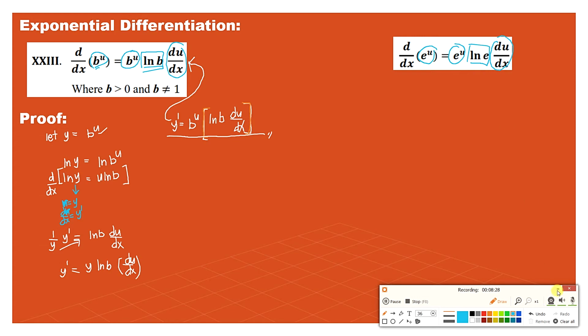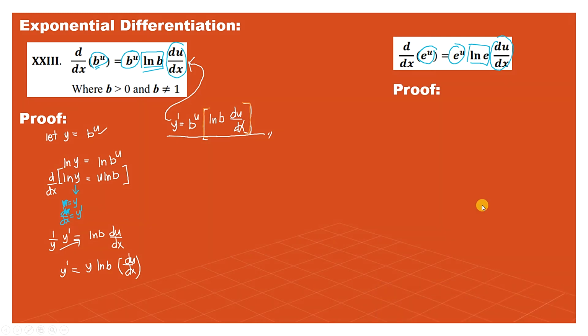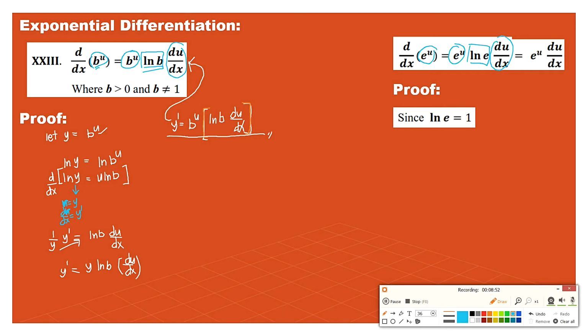Nasa number 23. Okay, so let's continue. Since ln of e, na-discuss natin a while ago, is equals to 1, ibig sabihin, yung ln of e na to mawawala, kasi 1 lang naman. So, the final answer is e raised to u du over dx. Yan lang yung tatandaan natin na dalawang formula sa exponential differentiation.